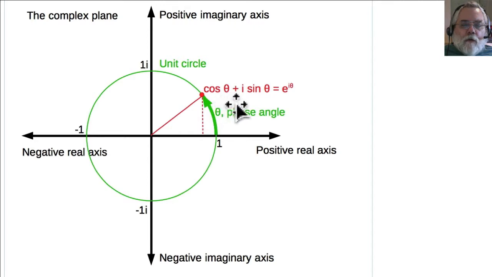So if we look at all possible values of theta for that, when theta equals 0, we will get 1. As we increase theta, we will move counterclockwise on this unit circle. When theta equals pi over 2, then cosine will be 0 and sine will be 1, so we will get 1i. As we increase from pi over 2 to pi, we will get negative 1. If we increase to 3 pi over 2, we will get minus i. And if we increase it to 2 pi, we will be back at 1.